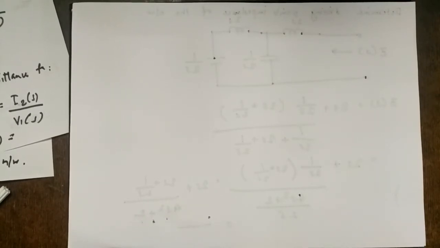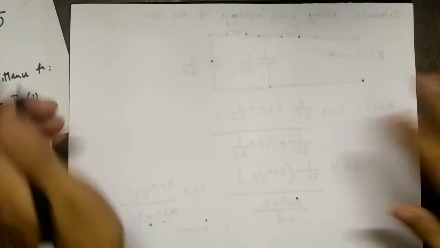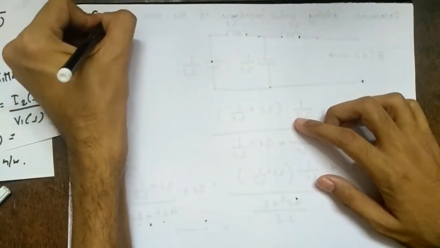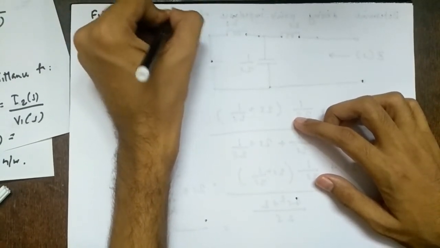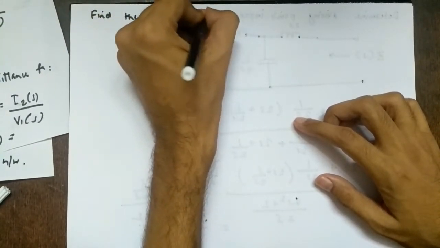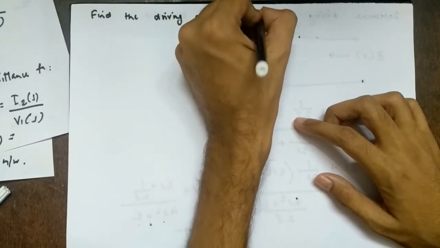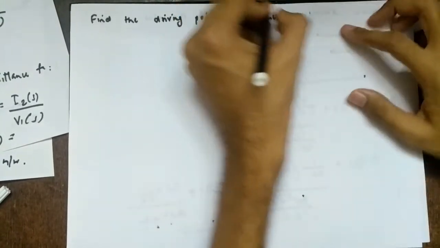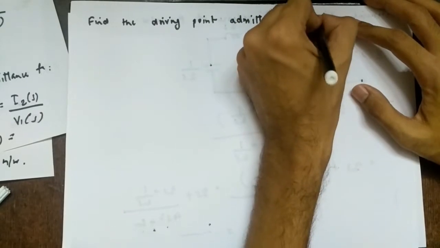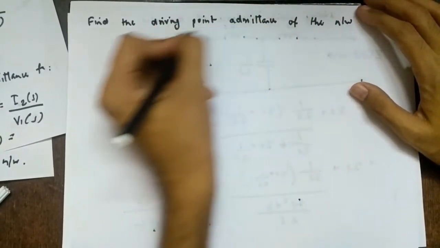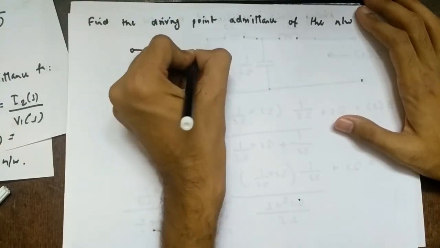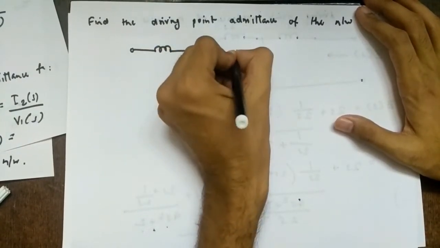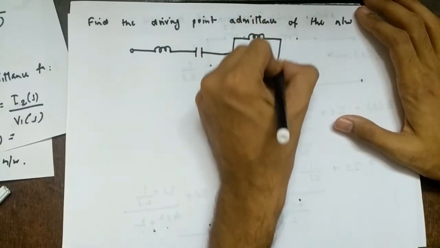So let's go to the next sum. It says, now they are asking, find the driving point admittance of the network shown. So remember, they have not asked impedance now, they have asked admittance. So be careful while reading the questions.